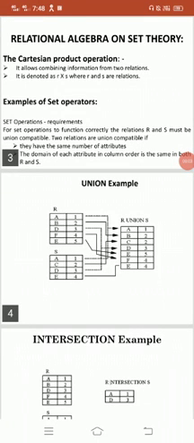Welcome back to computer science classes. Session 37: Relational Algebra and Set Theory, Additional Operators, Aggregate and Functions, which comes under Chapter 6, Relational Data Model and Relational Algebra.